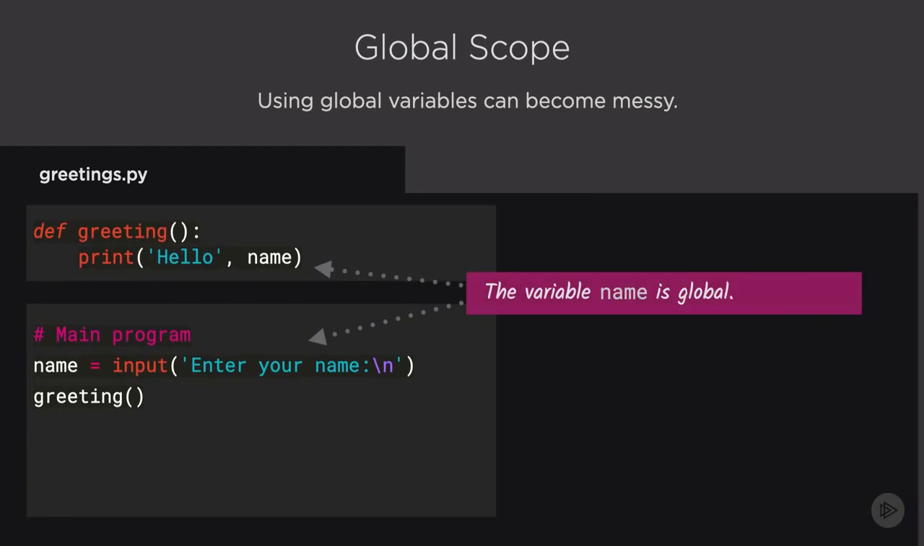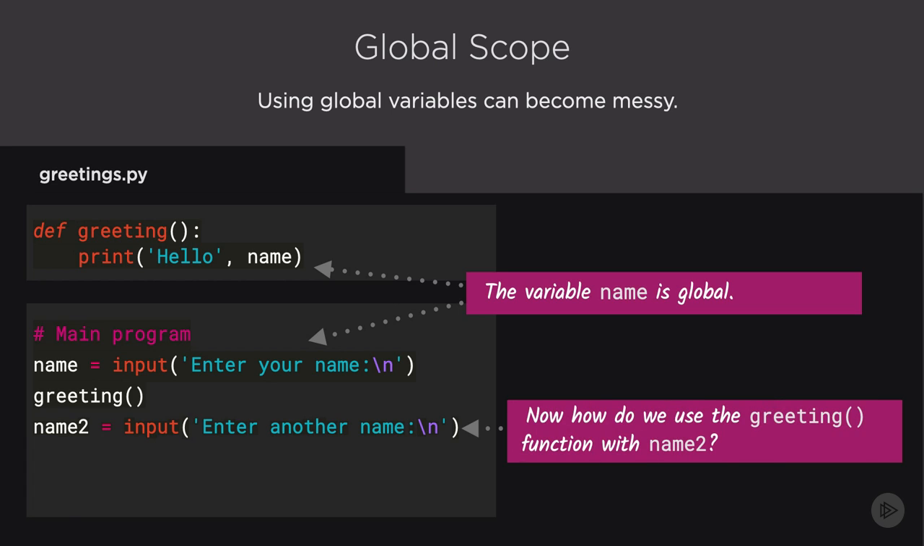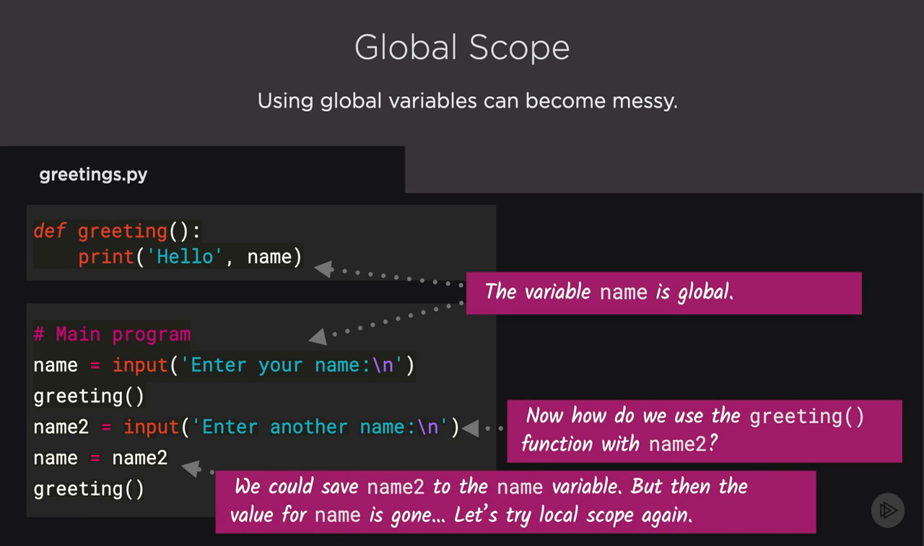But using global variables can become messy. The name variable is still global and used in the greeting function, but what if we want to ask the user for another name and save it to the name2 variable? Now how do we use the greeting function to print name2? We can't pass it in because greeting doesn't take parameters anymore. So the only way would be to save name2 to the name variable and then call greeting. But then the original value saved to the name variable is gone.